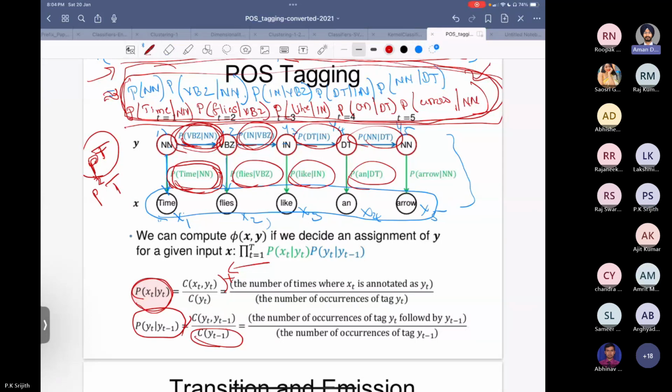And this all is then basically based on the corpus that we have for our learning purpose, basically. Right, yes. And the same follows for yt given yt minus 1? Yes, the same follows for yt given yt minus 1 also. This is how you learn the parameters.